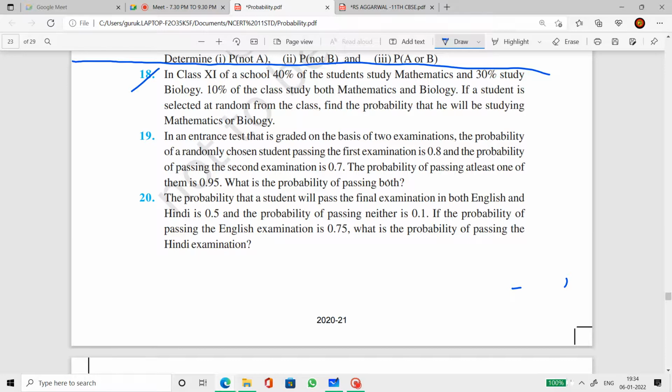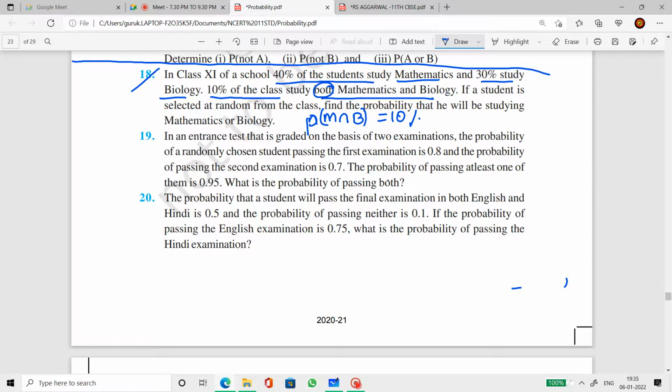Question number 18. In a class 11th of a school, 40% of the students study maths, 30% study biology, 10% study both. Both means and, so that means it's an intersection. So 10% of people study both subjects, which means M intersection B. N of M intersection B will be 10%. You take it as M or P, it will be the same. Probability also, it's fine.